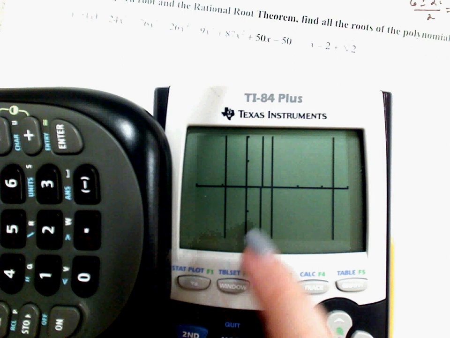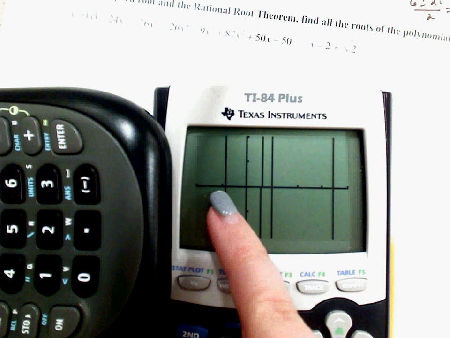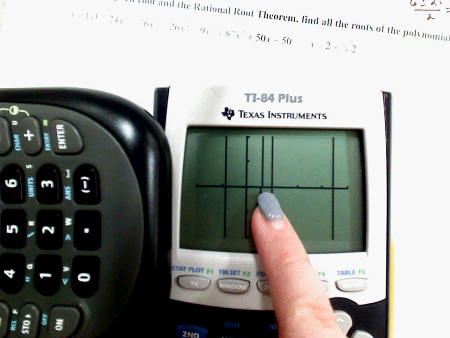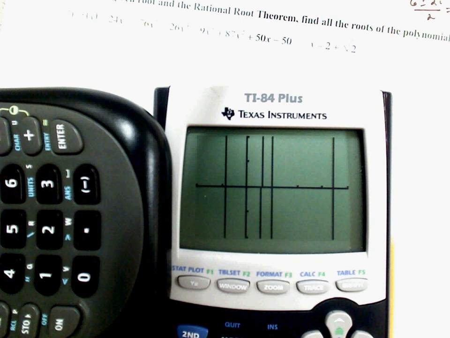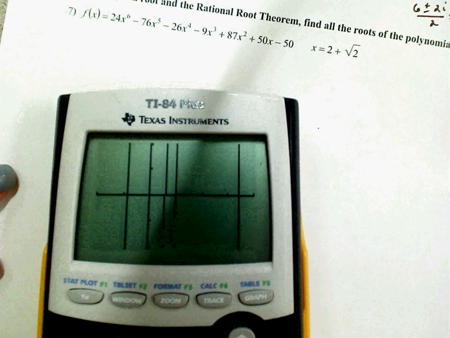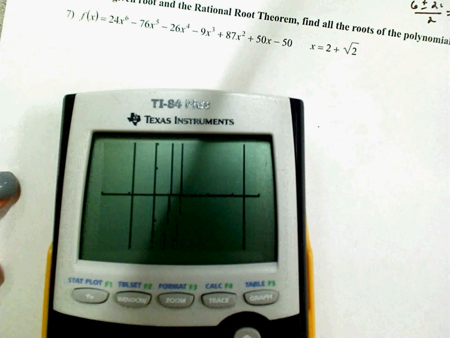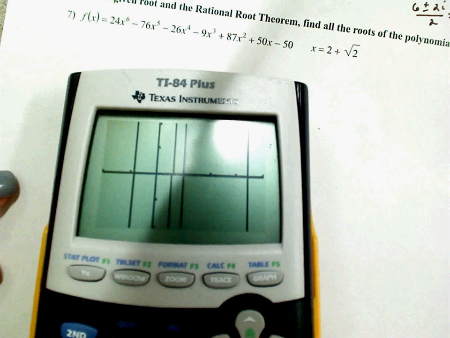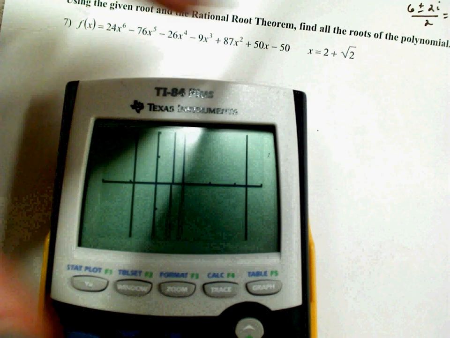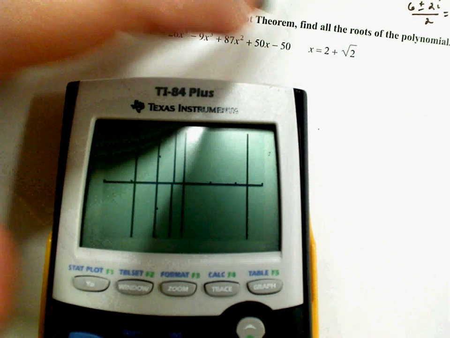I'm pretty sure that's 1, right? And then I've got this one and this one. So let me think of my options. You know what? I'm not even going to worry about it until I divide out the 2 plus or minus the square root of 2. Pretty sure 1 is a root, but I don't particularly want to do this the factors of 50 divided by the factors of 24. Although the 24 is going to hang around to stay, which is cool, but whatever.